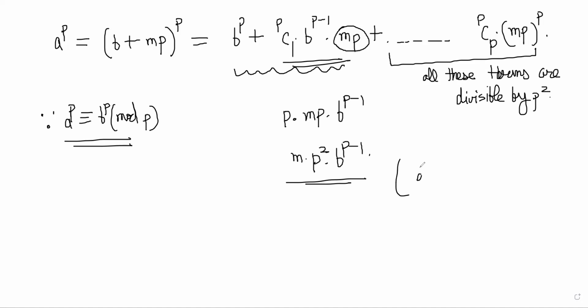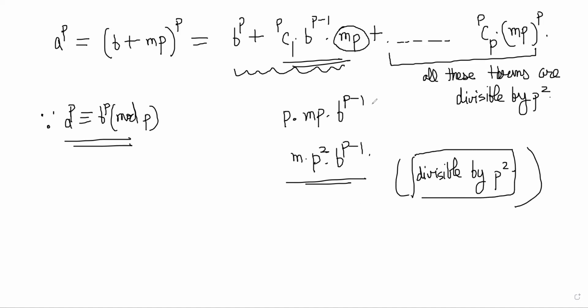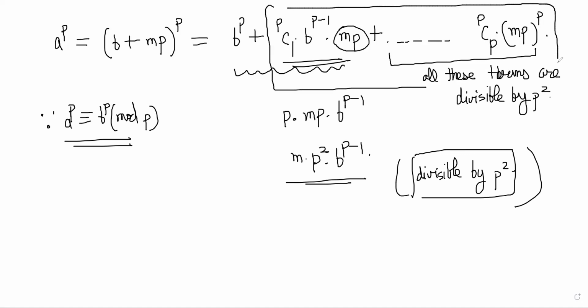The second term is also divisible by p square. My mistake. You already get this term is divisible by p square, right? So everything from the second term onwards is divisible by p square, and the only difference is in the first term. So you have a power p and b power p. A power p is equal to b power p plus these terms, which are divisible by p square, right?